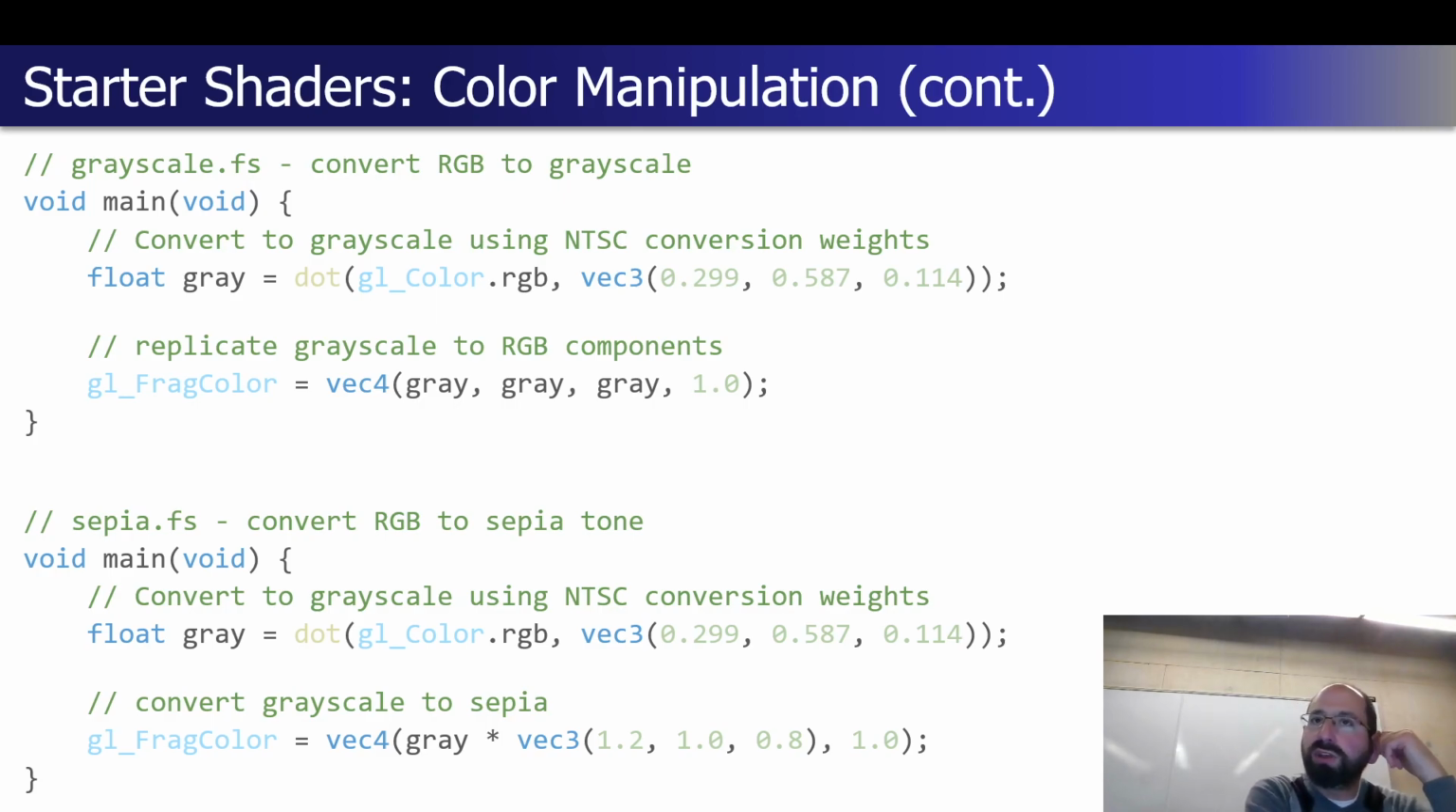We can do all sorts of manipulation, as we saw, with a combination of swizzle operators, arithmetic operators, and built-in functions for our GLSL code. This kind of stuff should work for you. This is in the fragment shader, but you could also do this in the vertex shader as well.